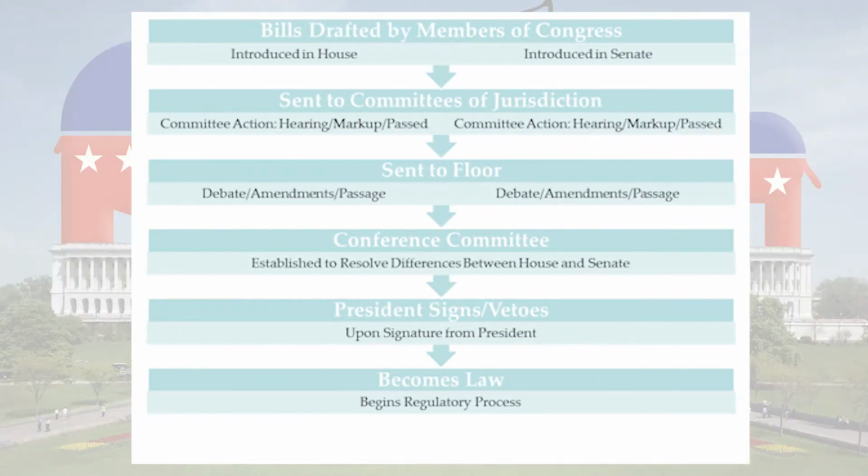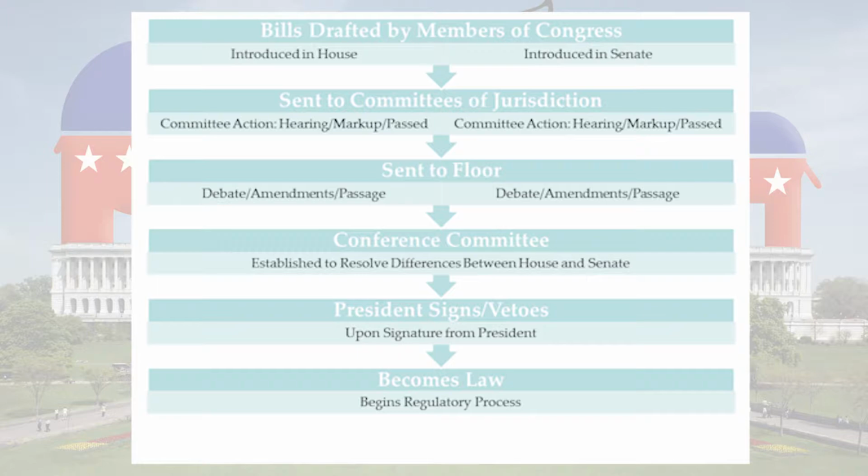Now, once you have a piece of legislation before Congress, it needs to work its way through the legislative process. First, it is introduced by either a House member or a Senate member in either the House or Senate. It is then sent to a committee of jurisdiction. We are typically dealing with healthcare committees of jurisdiction at AAP.